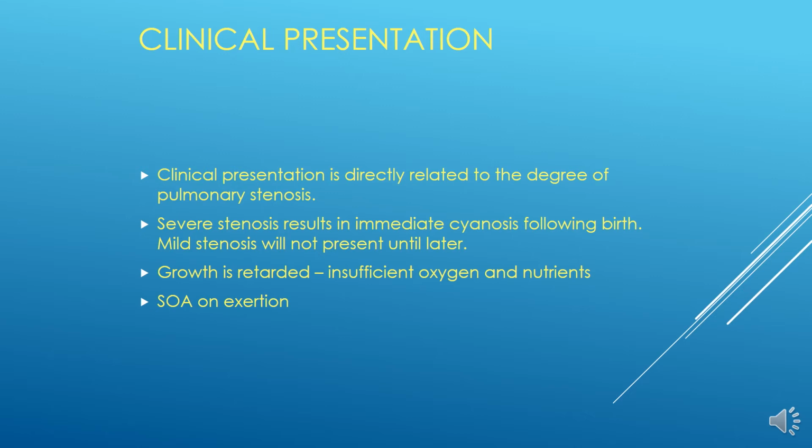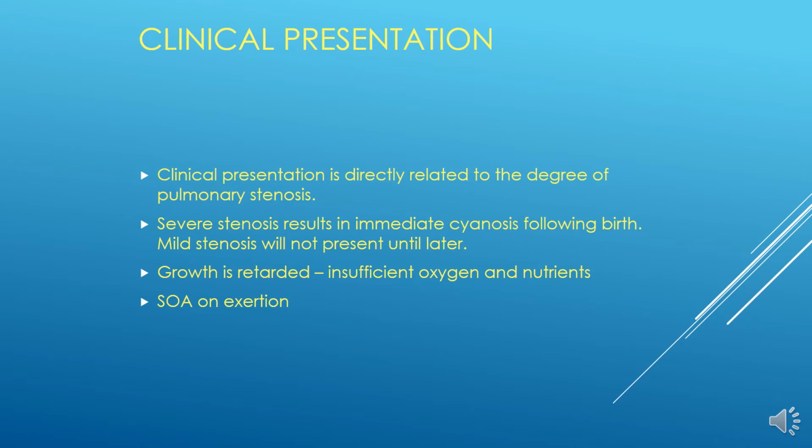So-called tet spells are episodes of intense cyanosis. Precipitants such as dehydration, upper respiratory infections, crying, straining, physical stress, or feeding can lead to loss of consciousness. While tetralogy of Fallot is typically diagnosed before the onset of these tet spells in the developed world, the presence of these episodes is an indication for prompt surgical repair.